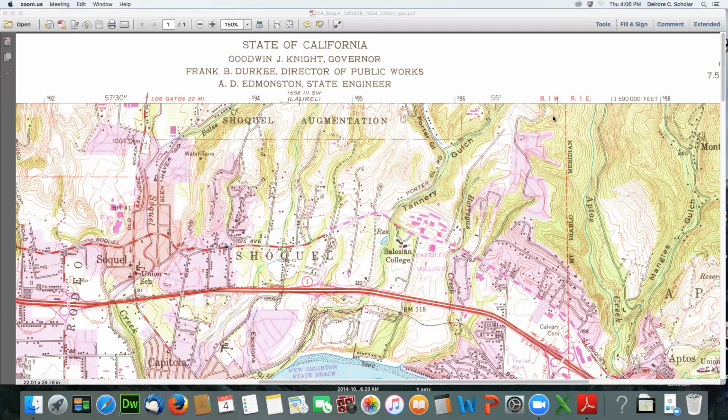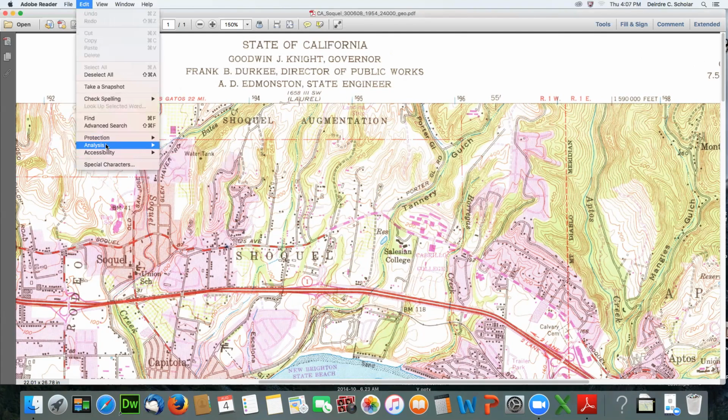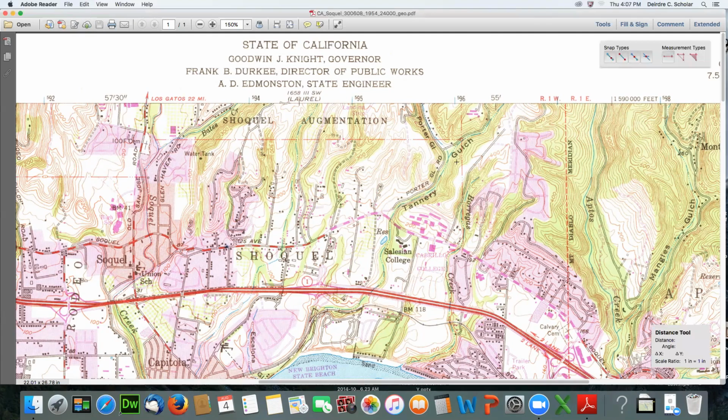But for right now, I'm wanting you to use a measuring tool. So we're going to go to our analysis measuring tool. And we're going to measure how far you would have to walk if you went from Cabrillo College, which is maybe right about here where you'd be crossing campus, to the location where the Mount Diablo meridian crosses Soquel Drive, which is right about there.